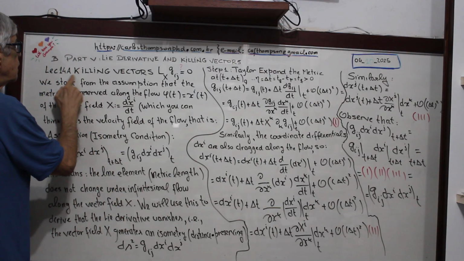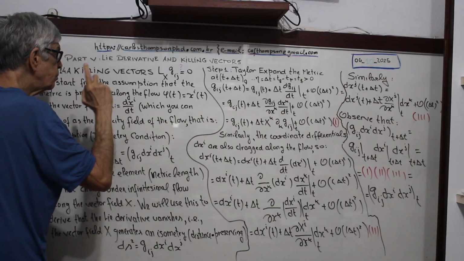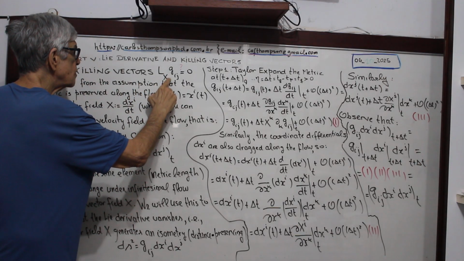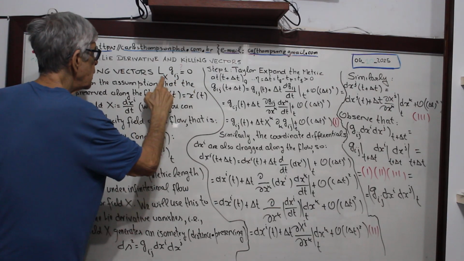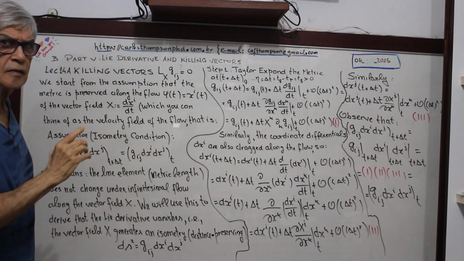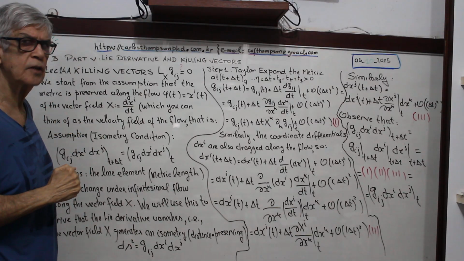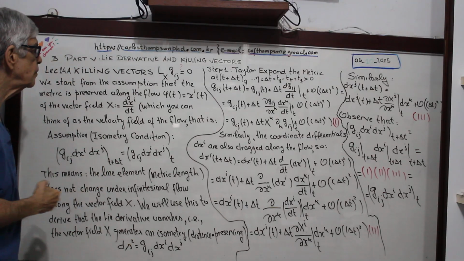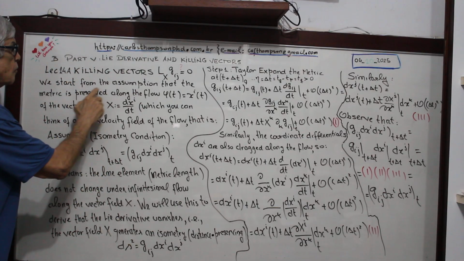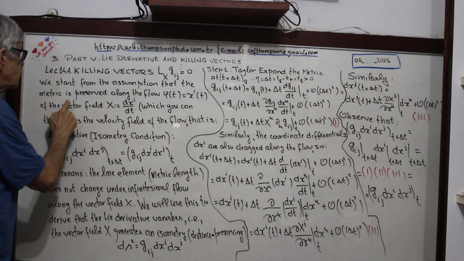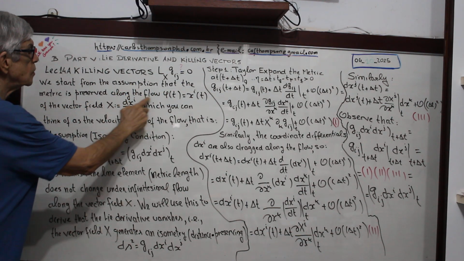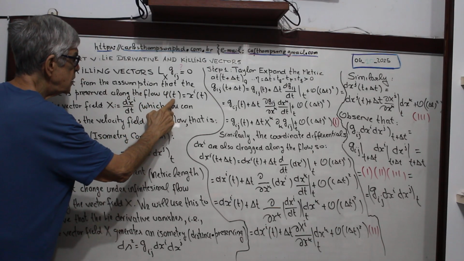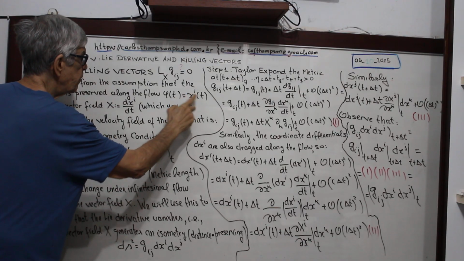Lecture 14a, Killing Vectors. I want to show that the Lie derivative with respect to X of g_ij is equal to 0. Recall that X is the flow, the tangent vector on the curve. We start from the assumption that the metric is preserved along the flow. Remember, the flow, phi of t, is xi of t.